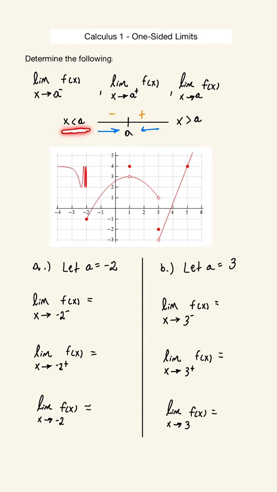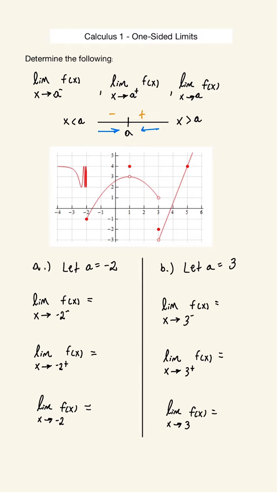It's basically x values that are less than a, which is our point of interest. And for a right-handed limit, it's x values that are greater than a, which is our point of interest. So we'll look at an example problem where we'll study a left-handed, right-handed, and the overall limit of f of x. And for f of x, we're going to let this graph represent the function.